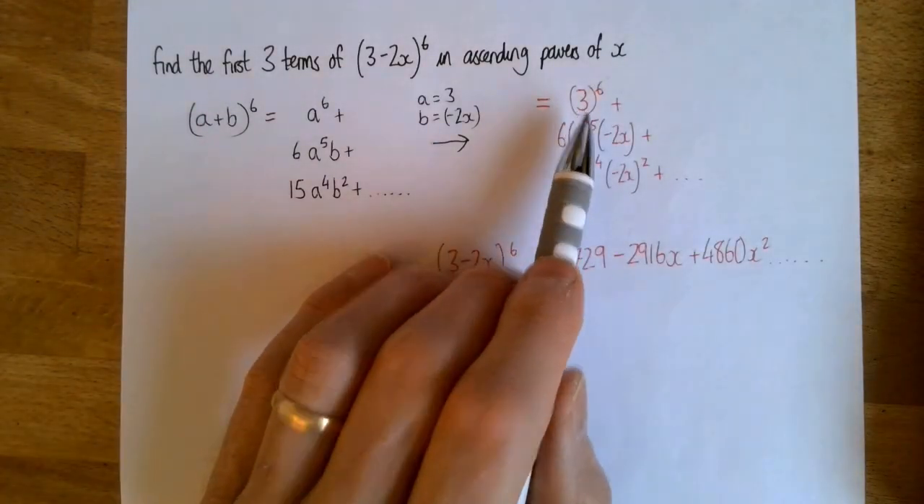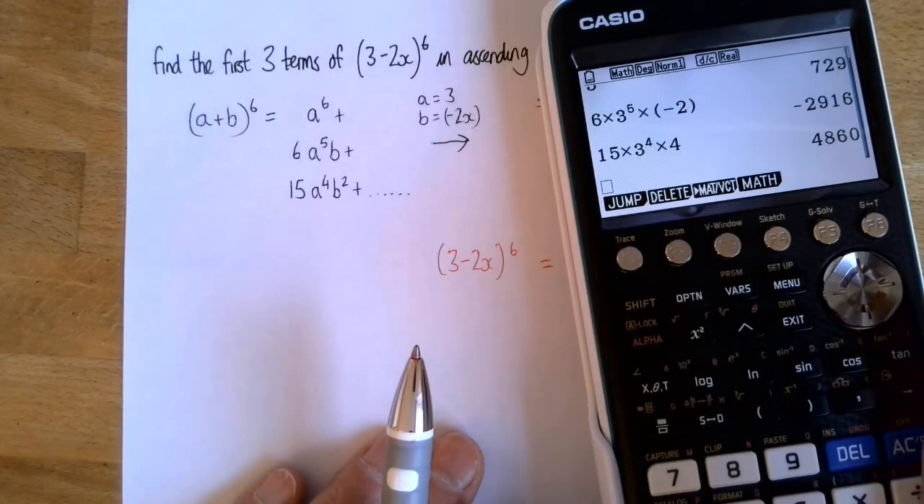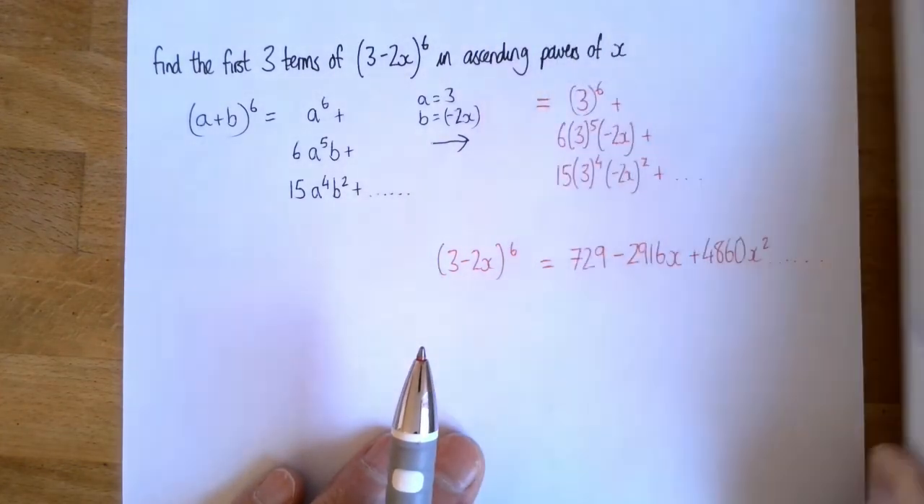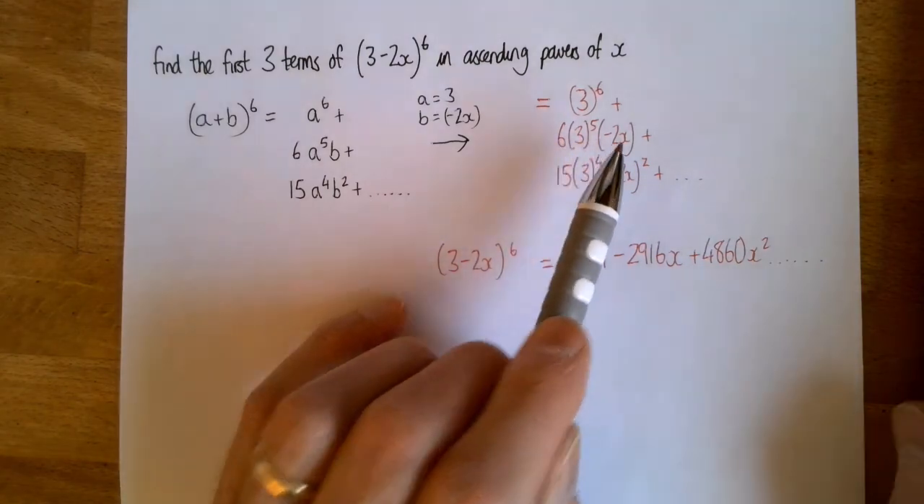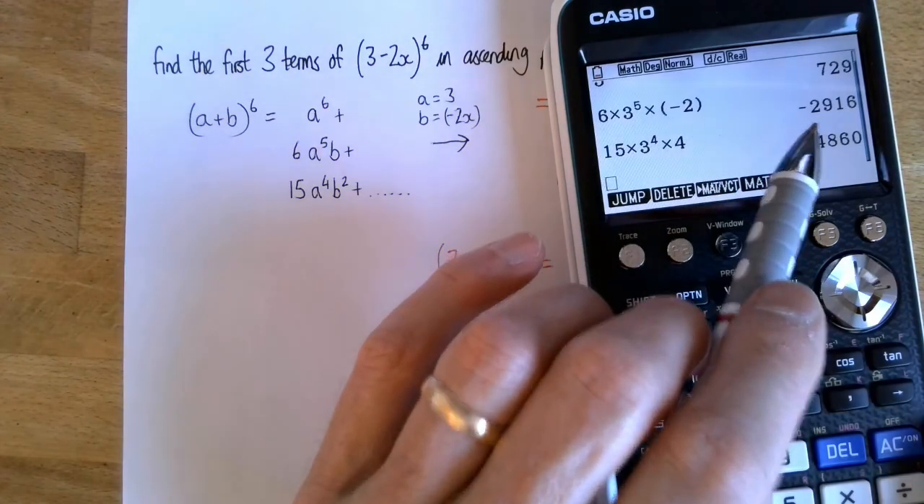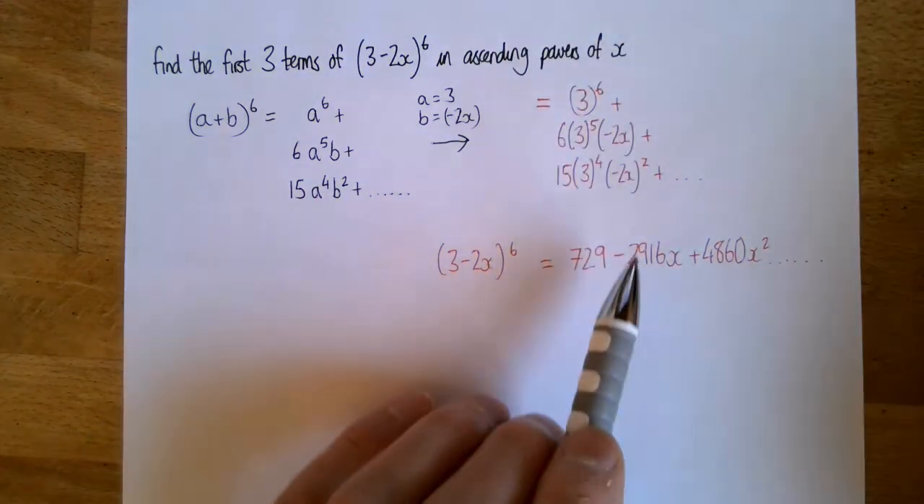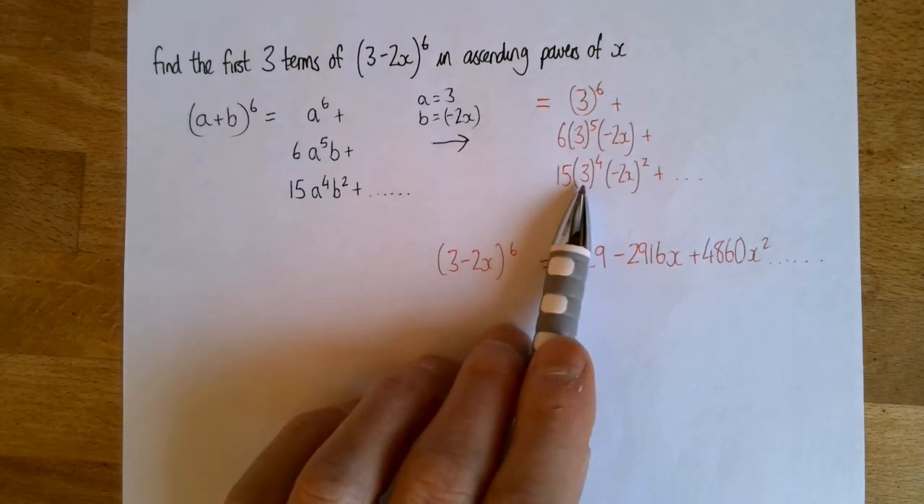Okay, so 3 to the power of 6, which is 729. I don't think I'm super clever. I'm using my calculator, I'm not afraid to do that. 6 times 3 to the power of 5 times minus 2, minus 2916. So that's minus 2916x. And this is 15 times 3 to the power of 4.